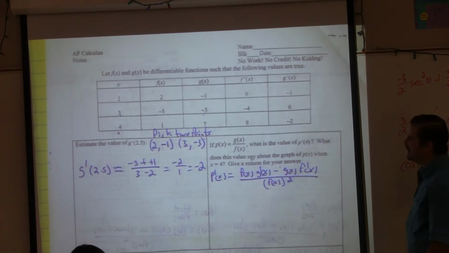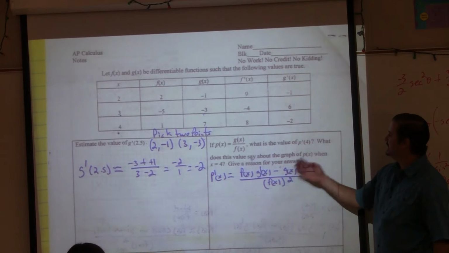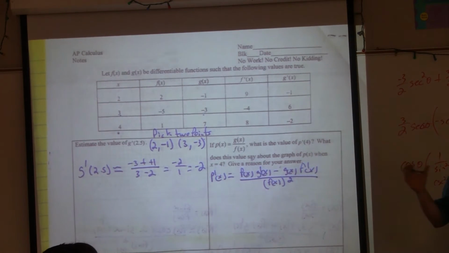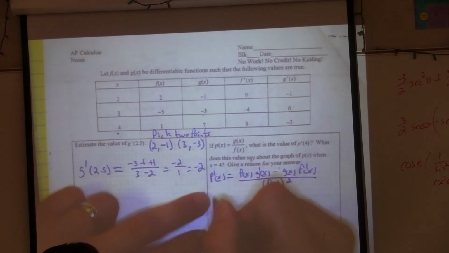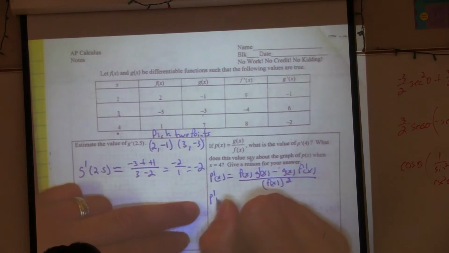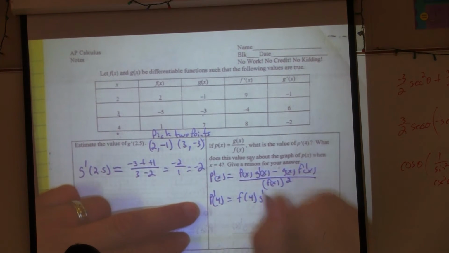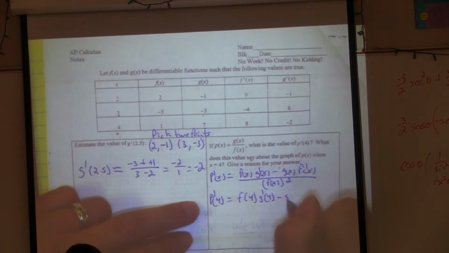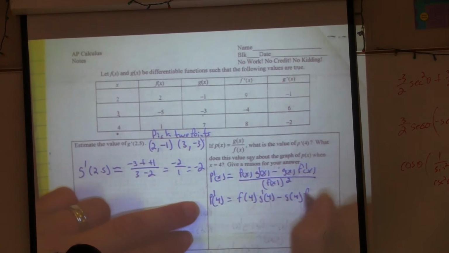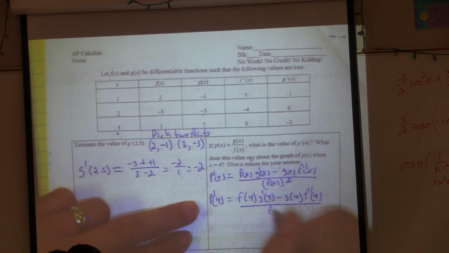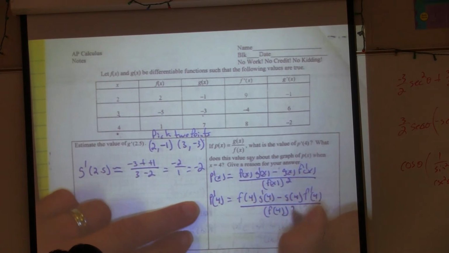Okay? So now, Elia, now we're ready to put in the 4 so I can find p prime at 4. And then I'm going to use my table to find the values. I think that's what you were getting to. So p prime of 4 is going to be f of 4 times g prime of 4 minus g of 4 times f prime of 4, all over f of 4 squared.